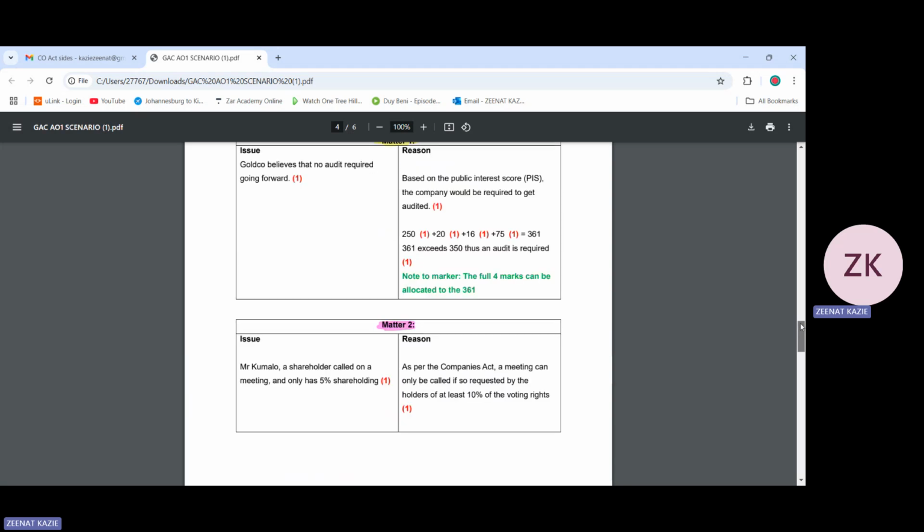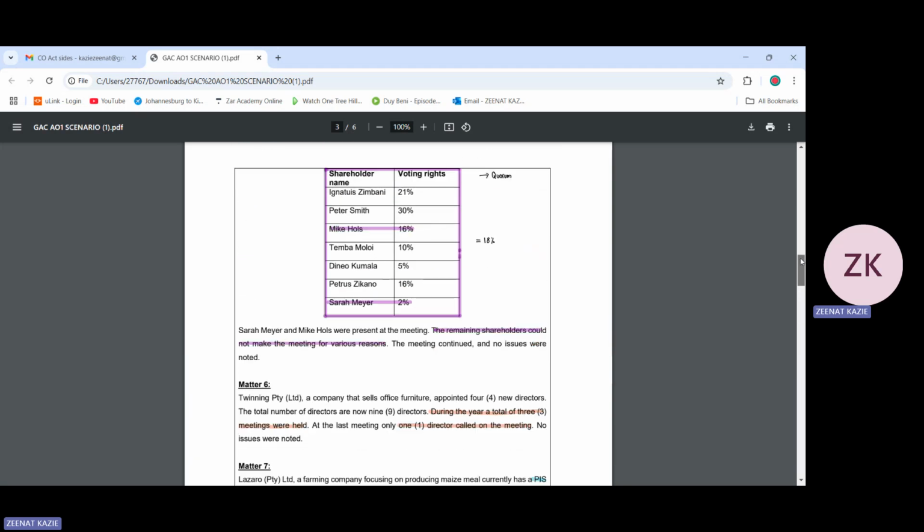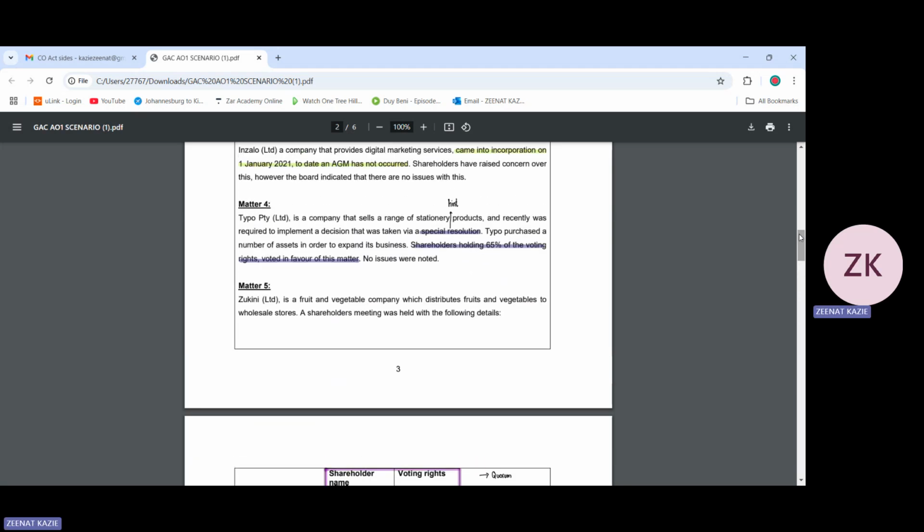Okay, then if we move on to matter 4, it says Typo Pty Ltd is a company that sells a range of stationery products and has recently been required to implement a decision that was taken via a special resolution. So now you're automatically thinking about special resolutions. What's the point for special resolutions? What's the amount? Or what's the percentage rather?